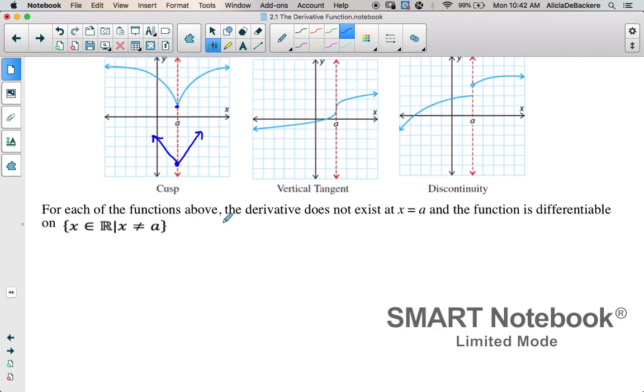For each of those functions above, the derivative does not exist at x equals a, and I would say the function is differentiable on x belongs to the set of real numbers such that x does not equal a. So it would be the entire domain. Another way to write that would be negative infinity to a and a to infinity, or you might use the union symbol in there. That's fine as well.